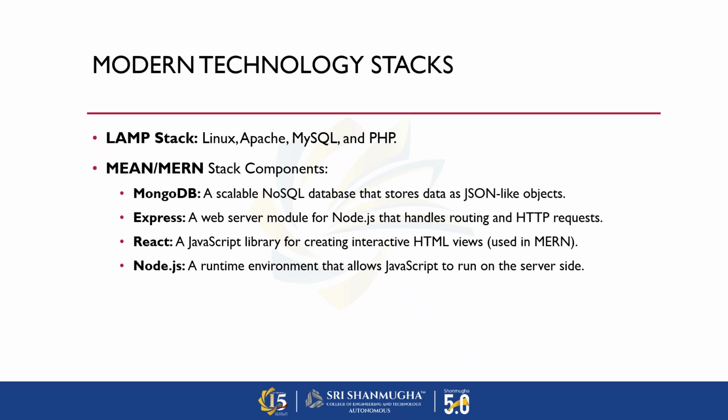For the MERN stack, the components are MongoDB, Express, React, and Node.js. MongoDB is a scalable NoSQL database that stores data as JSON-like objects. Whereas Express is a web server framework for Node.js that handles routing and HTTP requests. React is a JavaScript library for creating interactive HTML views. Node.js is a runtime environment that allows JavaScript to run on the server side.